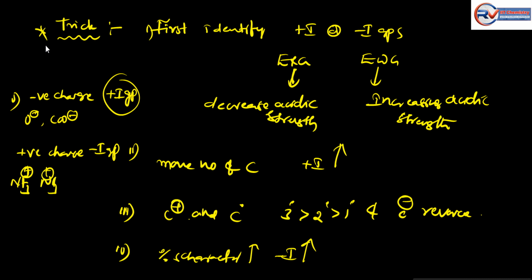Trick to find inductive effect groups based on acidic strength and basic strength. Simple. The plus inductive effect is an electron releasing group, decreasing the acidic strength. Electron withdrawing groups increase the acidic strength. More number of carbons means more positive inductive effect. Carbocation stability is generally tertiary greater than secondary greater than primary. Carbanion is the reverse of carbocation. As the percentage of s character increases, negative inductive effect strength increases. The last one: a negative charge present in a group belongs to positive inductive effect groups.